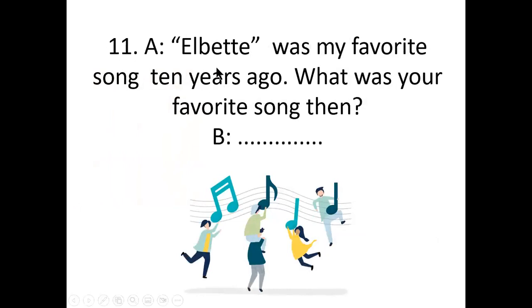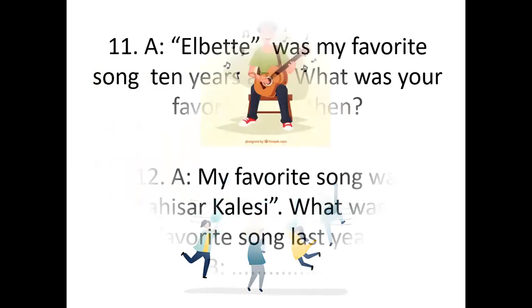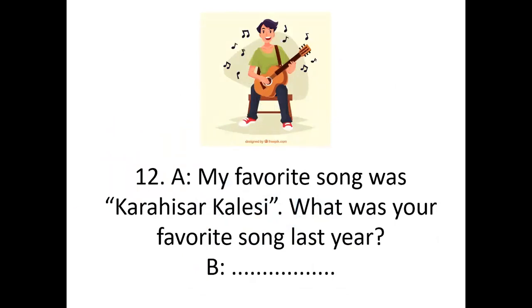11A. Elbette, this is the name of a song. Elbette was my favorite song 10 years ago. What was your favorite song then? Kara Tren was my favorite song then. Or my favorite song was Kara Tren then. Or just it was Kara Tren. This is also okay. Now 12. My favorite song was Karahisar Kalesi. What was your favorite song last year? I don't remember it, for example. But I think it was Leylim, Leylim, Leylim. Okay.